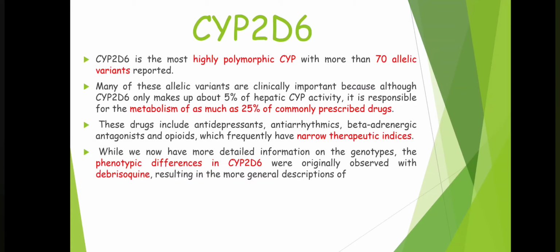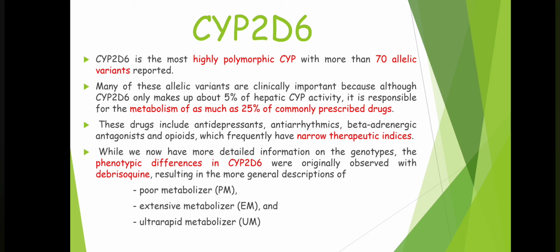While we now have more detailed information on the genotypes, the phenotypic differences in CYP2D6 were originally observed with debrisoquine, resulting in more general descriptions of poor metabolizer, extensive metabolizer, and ultra rapid metabolizers. So we did a study on debrisoquine, and depending upon that we have categorized CYP2D6 enzymes phenotypically, not genotypically, into PM, EM, and UM.